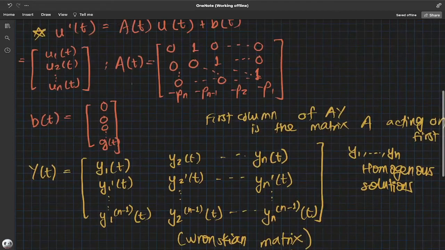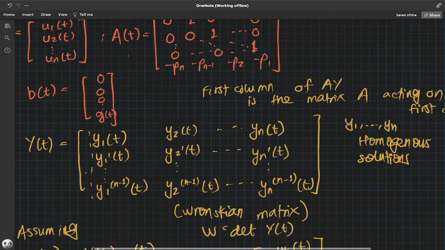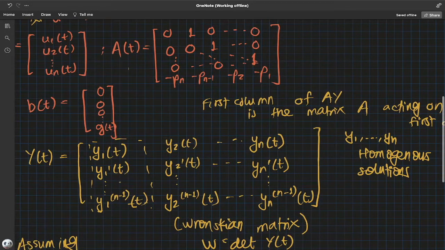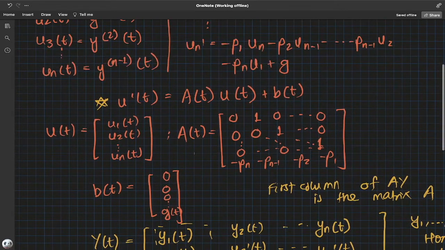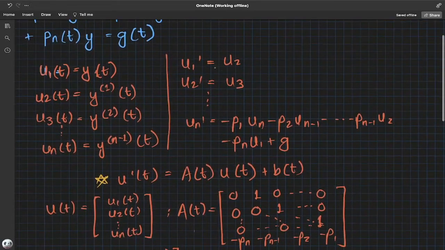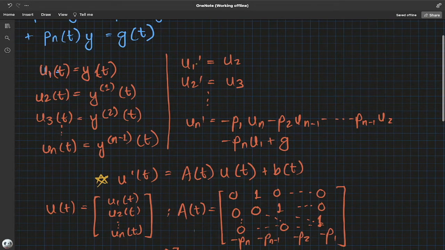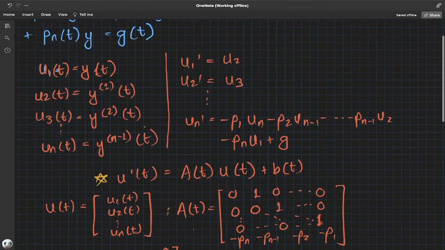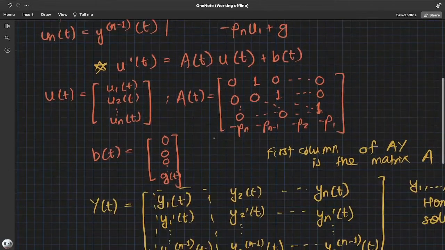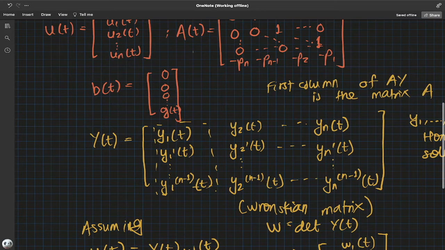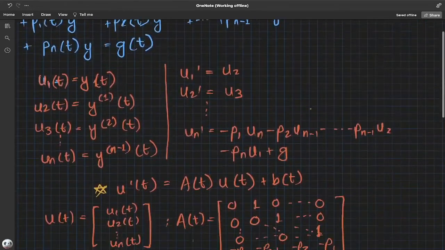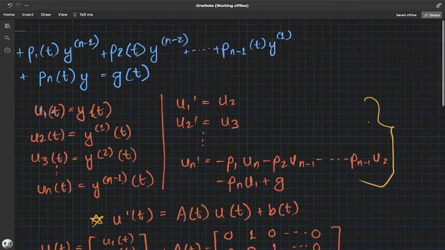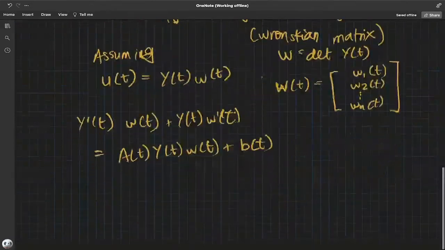So whatever you're going to get is A acting on this guy. If you let A act on this guy, if you notice what's going to happen, it's going to prime everything up, because that's what A does, right? If you look at how A was defined, it just primed everything up. Like U1 became U1 prime because of the action of A. So Y1 will become Y1 prime. Everything will just get differentiated once with respect to time. That's by how the system we had here is constructed, or how this differential equation is in general.